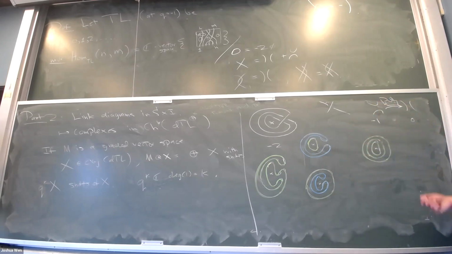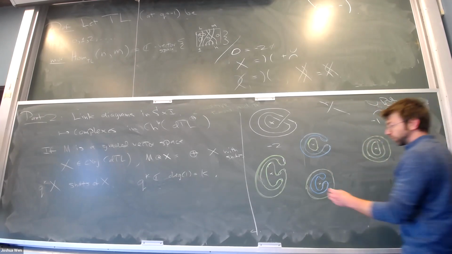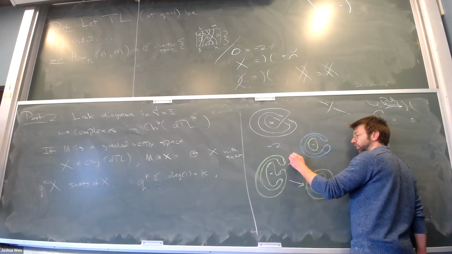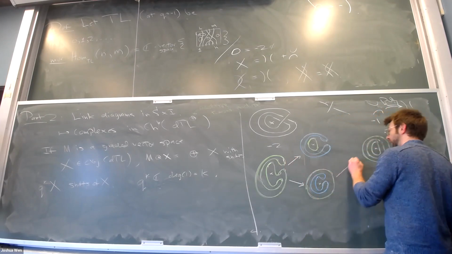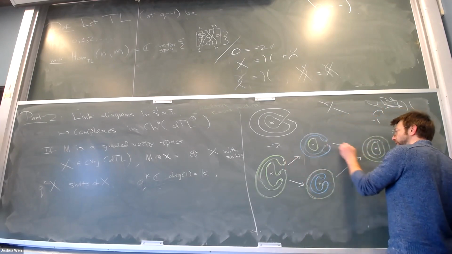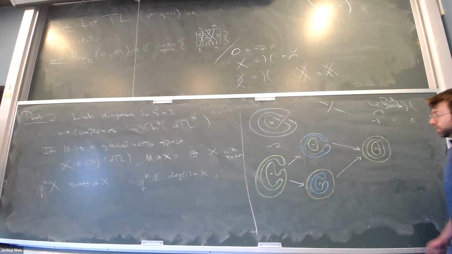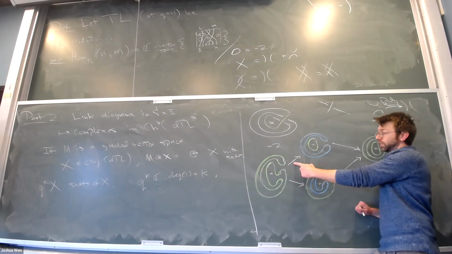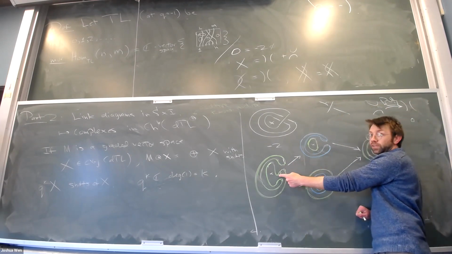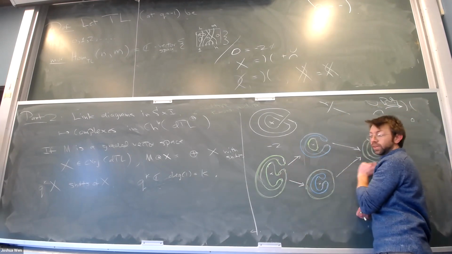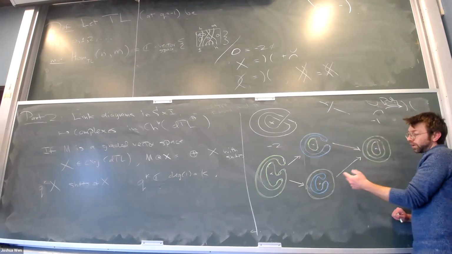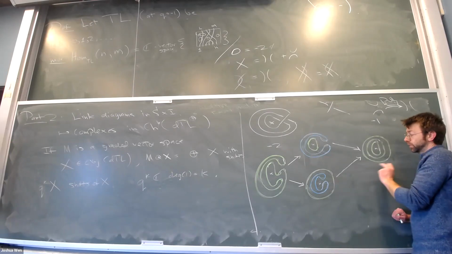Now I have these diagrams, and each pair of adjacent resolutions is connected by a little edge, indicating the saddle move that we do to pass from one to the other. So for instance, the saddle move corresponding to this edge will split my green circle into a green and a blue. This one is the same thing. Both these edges will then merge blues into a green circle.